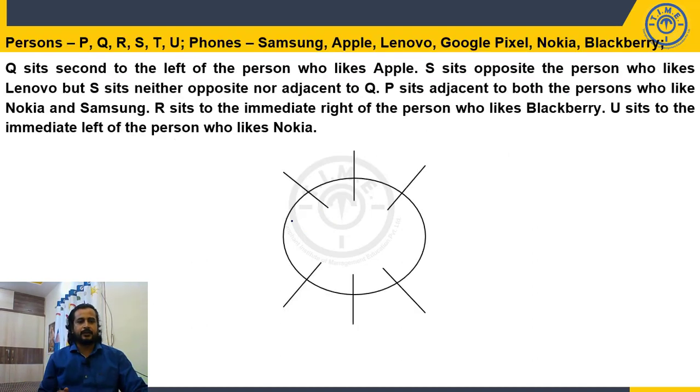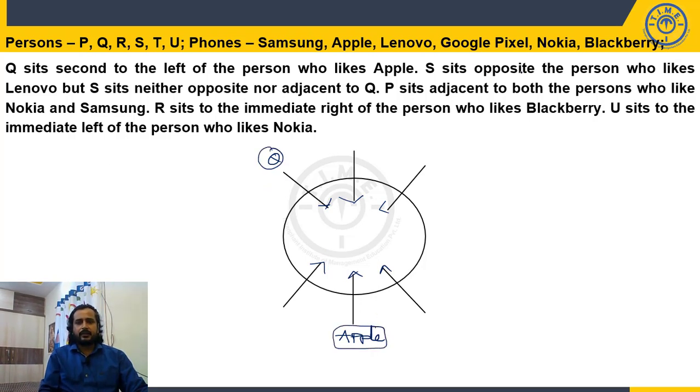Now this is our basic arrangement. What is the first clue given? Q sits second to the left of the person who likes Apple. And you know, in the circular arrangement we may start from any position. So here is the Apple, and with respect to this person, Q is second left, and all the persons are facing towards the center. So Q is here, Apple is here.